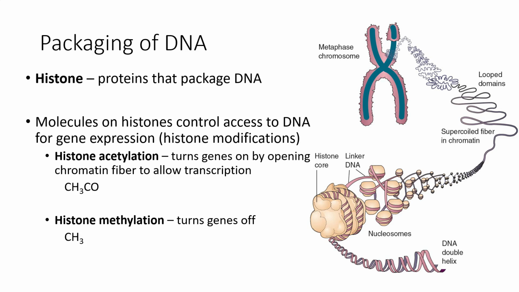If you add an acetyl group to a histone, so histone acetylation, this will allow for a gene to be turned on by opening that chromatin fiber, so then our products of transcription, our enzymes, can then start transcription. You can also add a methyl group to a histone through histone methylation, and this closes up that chromatin fiber and turns the genes off.